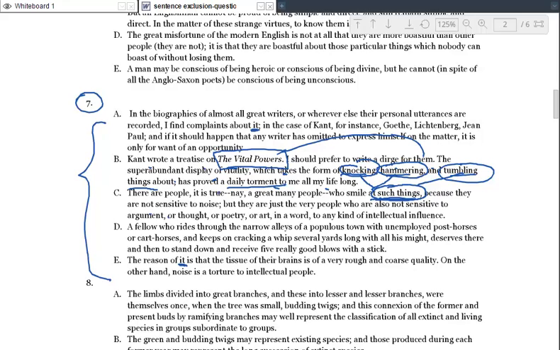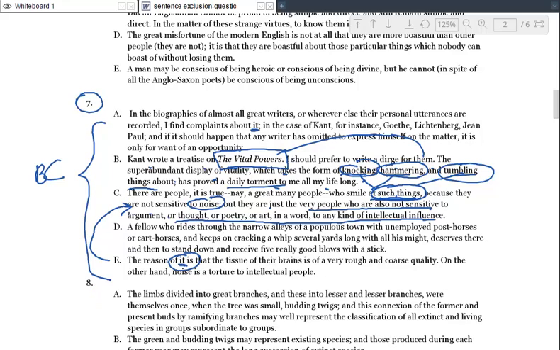And the author says there are people who smile at such things. Such things I have already showed. Because they are not sensitive to what? Noise. But they are just the very people who are also not sensitive to argument or thought or poetry or art, in a word, to any kind of intellect. So can I say BC is a pair? Now the reason of it refers to what? The reason of their not being sensitive to noise.